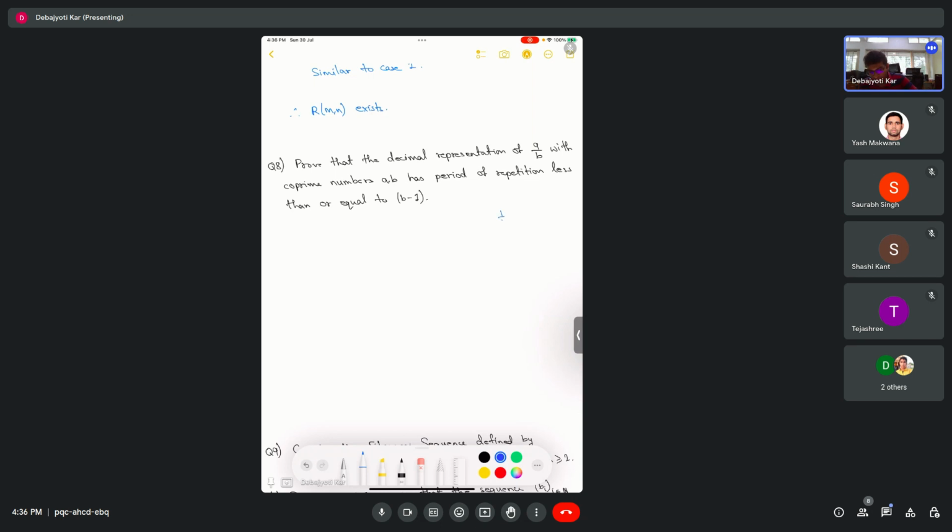So for example, 1 by 3 is equal to 0.3333 and so on, right? But it can also be a finite decimal. So here, what is the period of repetition? It is just 1. 3 is repeating infinitely. Or we can have some decimal, for example 0.212121 and so on. For this decimal, the period of repetition is equal to 2. So what we need to show is that for any two integers a and b whose GCD is equal to 1, if we write down the decimal representation, the period has to be less than or equal to b minus 1.